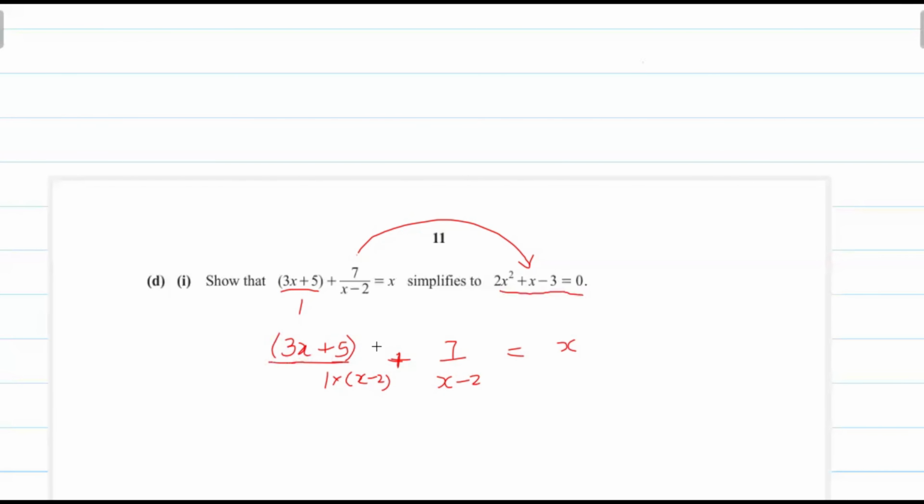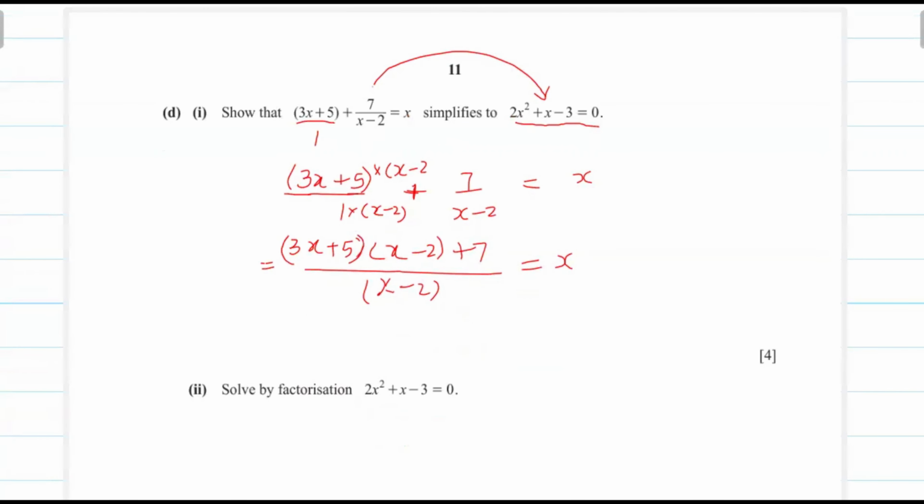And we also multiply the numerator of this fraction by x minus 2. Therefore, the denominator of both fractions becomes the same. We write x minus 2 as it is. And we can write this as 3x plus 5 into x minus 2 plus 7, and this will be equal to x.